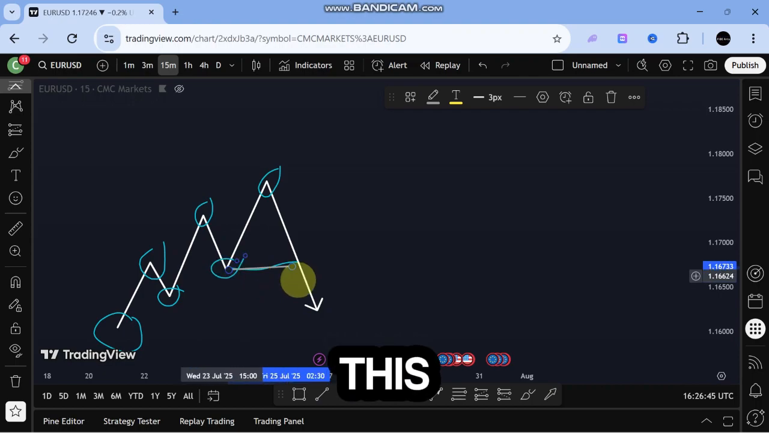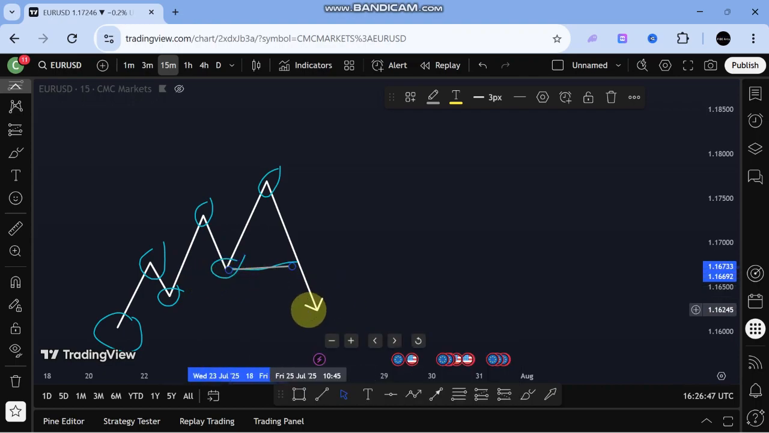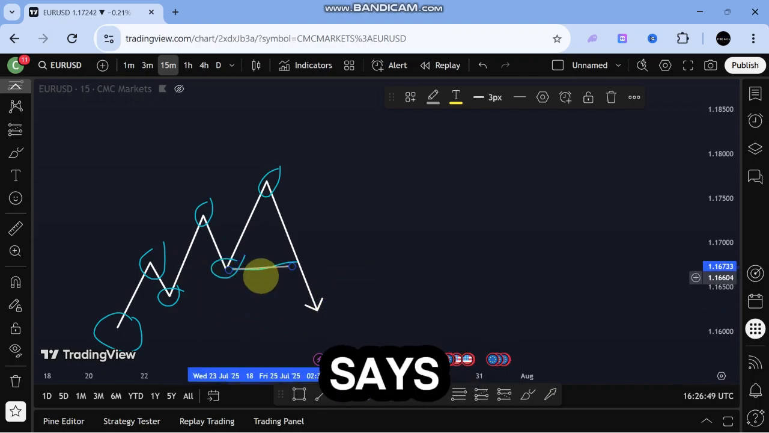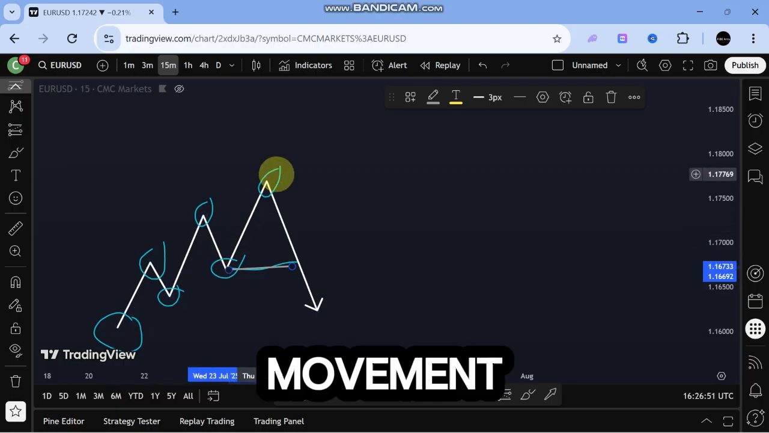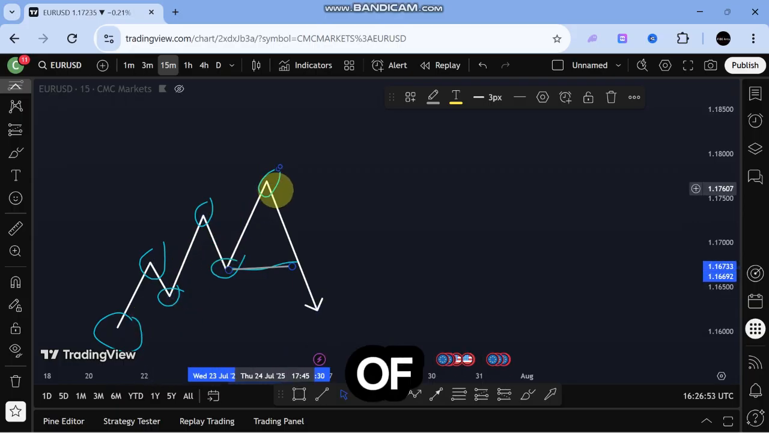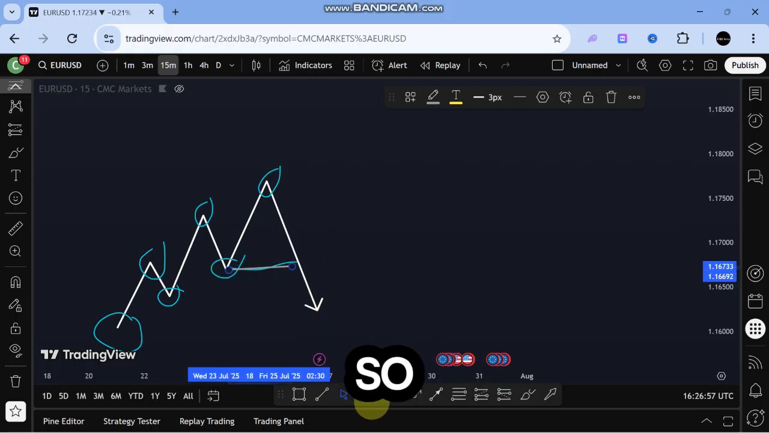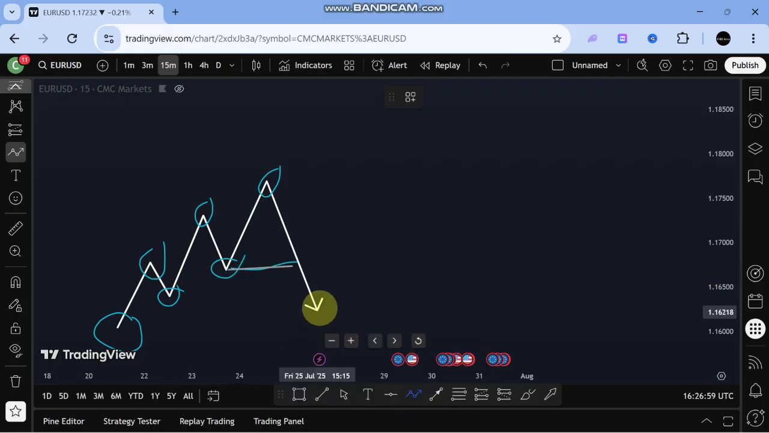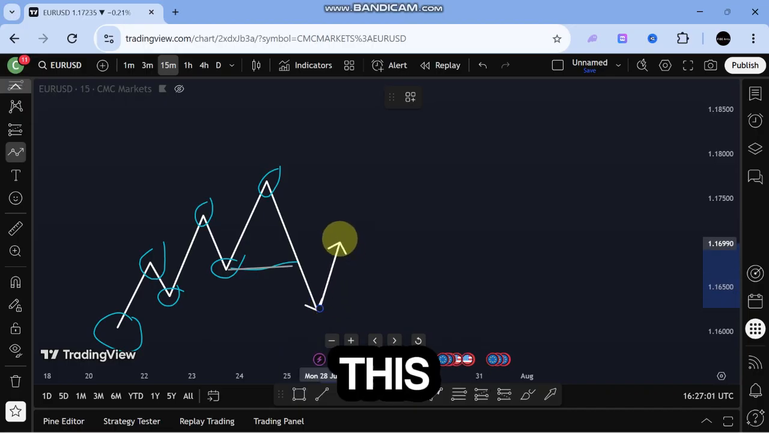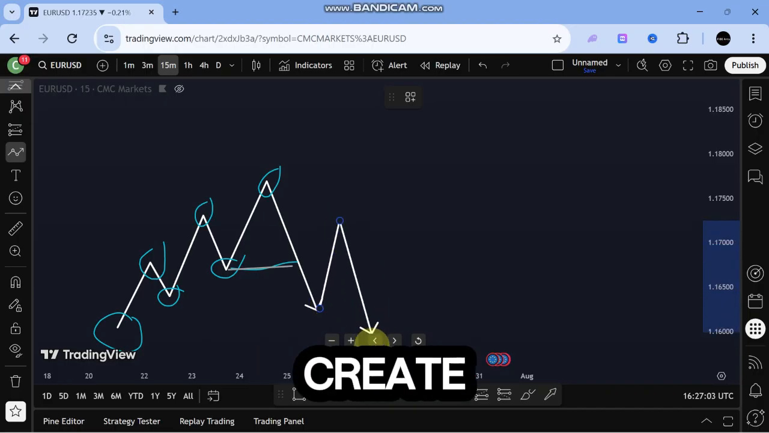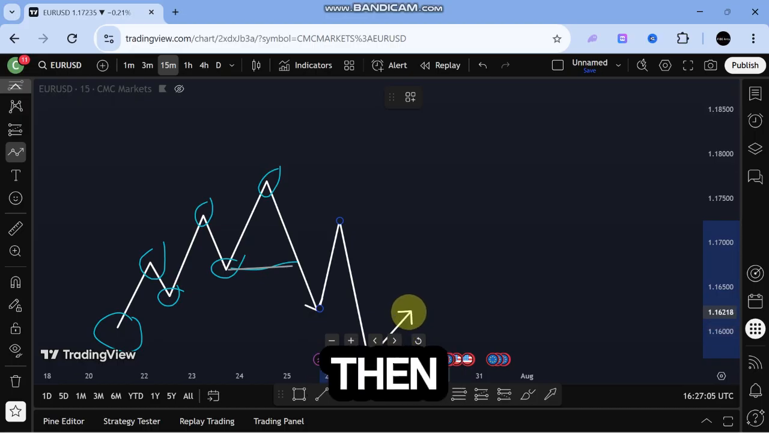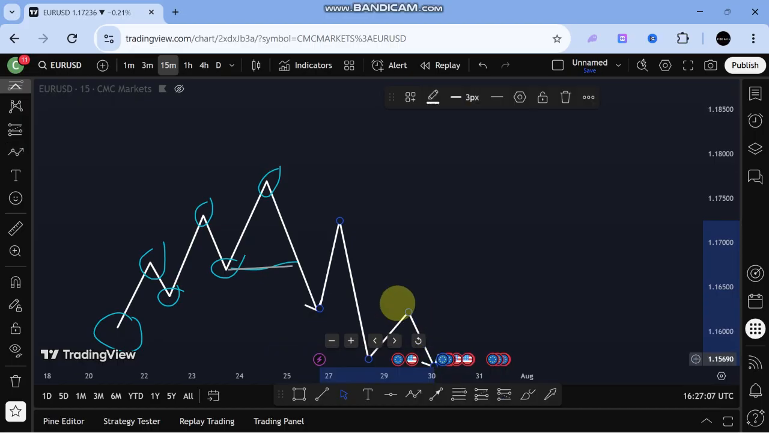And this is called change of character. Change of character says that we were going in an upward movement before, but now it's changing direction to a downward trend. It's called change of character. So in this place, you should expect price to retrace backward and then create another lower high, then continue this movement to the downside. This is how it should be.